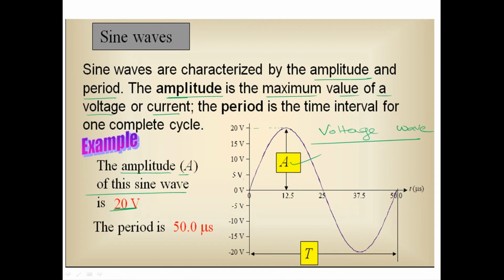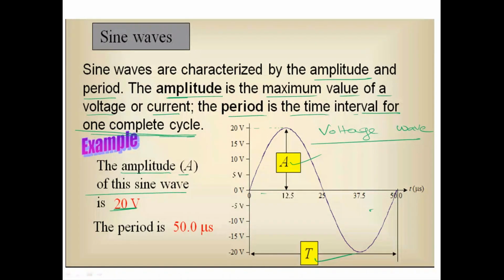Then the period is the time interval for one complete cycle. A cycle means a repetitive portion of any wave or quantity. One positive half cycle and one negative portion are repeated. One positive portion and one negative portion of a sinusoidal waveform is called a cycle, and the time period here is given by T, as I mentioned earlier.